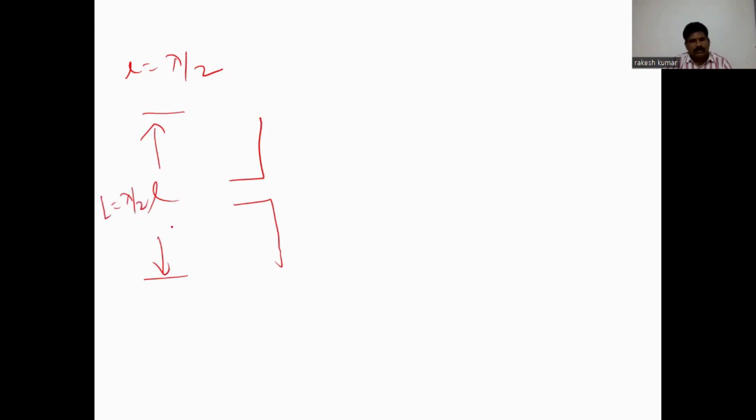So for example, consider a vertical dipole of length L, where L is equal to lambda by 2. Let us consider this is the antenna. The total length is the physical length. The physical length is L, where L is equal to lambda by 2.